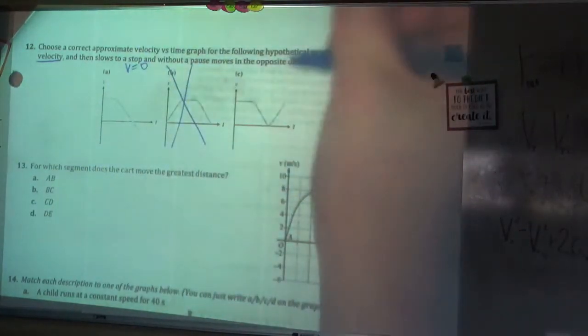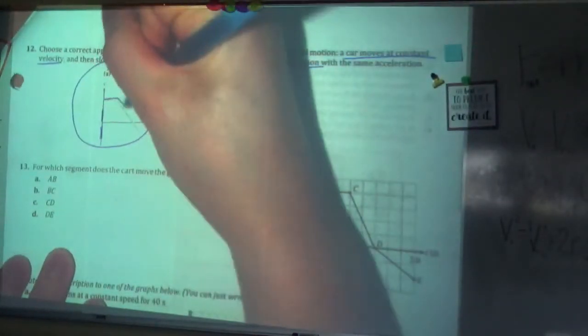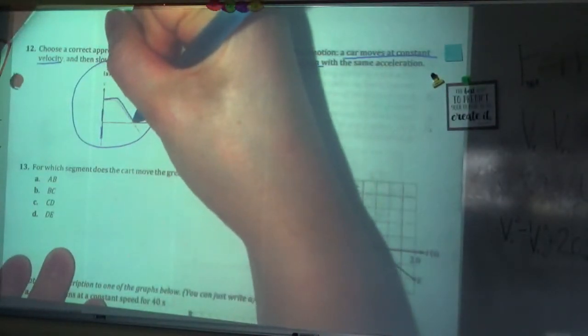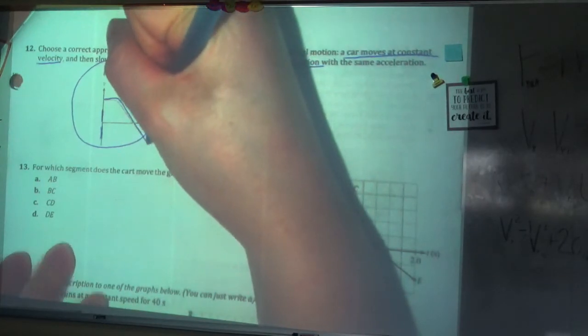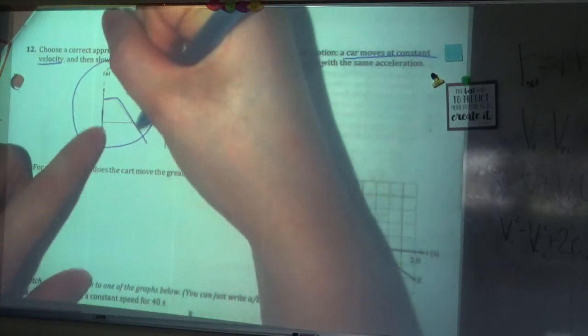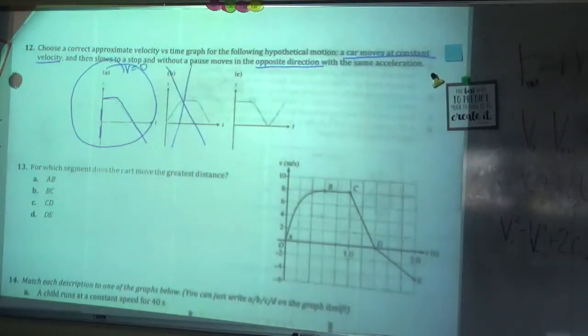And without pause, it moves in the opposite direction. If it's going in the opposite direction, that means if it was positive, now it's negative. So the answer would then be A, because I have constant velocity, slows to a stop, and then it continues that same acceleration, that same slope, in the negative velocity direction.